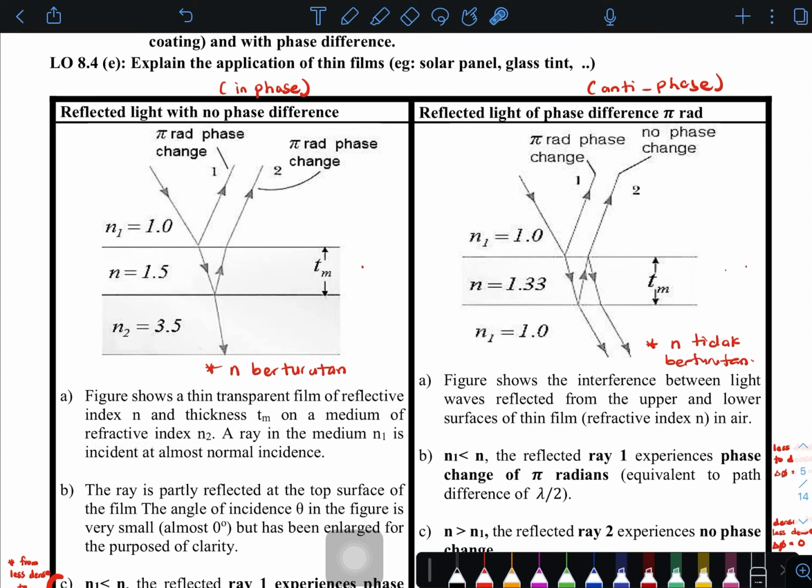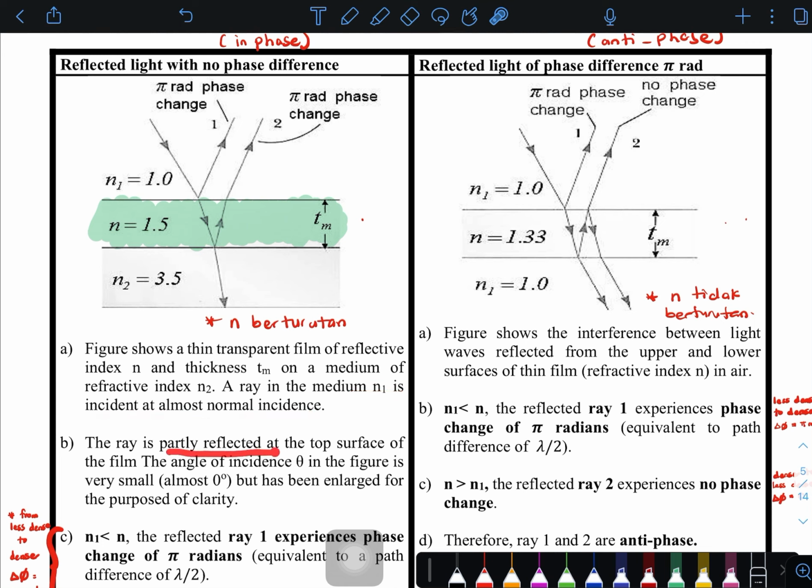Okay. So figure ini tunjukkan ada satu lapisan nipis which is N, thicknessnya ialah Tm, yang berada di atas permukaan 3.5. Okay, so this is the thin film, this is the surface, dan ini ialah air. Okay, a ray in medium N1 is incident at almost normal incident. The ray is partly reflected at the top surface of the film. The angle of incident theta is, the figure is very small, almost zero, but has been enlarged for the purpose of clarity.